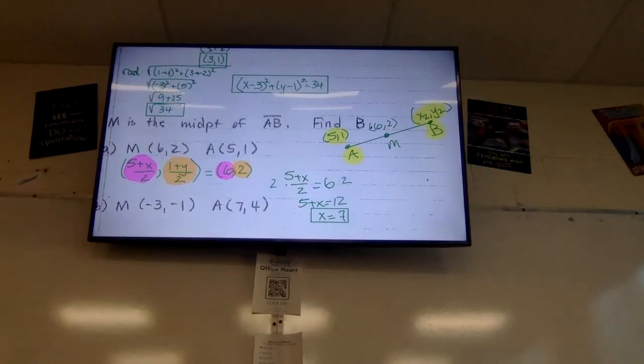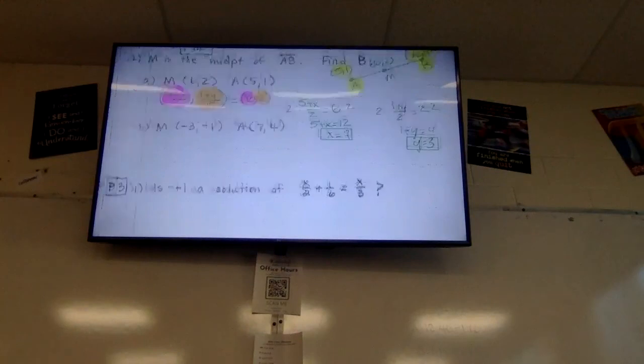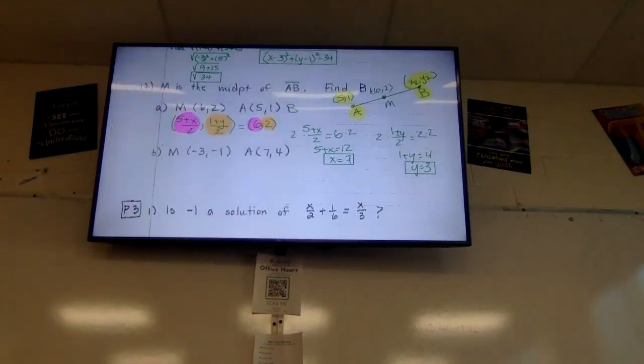I can also do my y's. 1 plus y over 2 equals 2. Multiply by 2 on both sides. 1 plus y equals 4. Minus my 1, y equals 3. So this is not my midpoint, this is point B. So point B is going to be 7, 3. Questions, thoughts, comments?